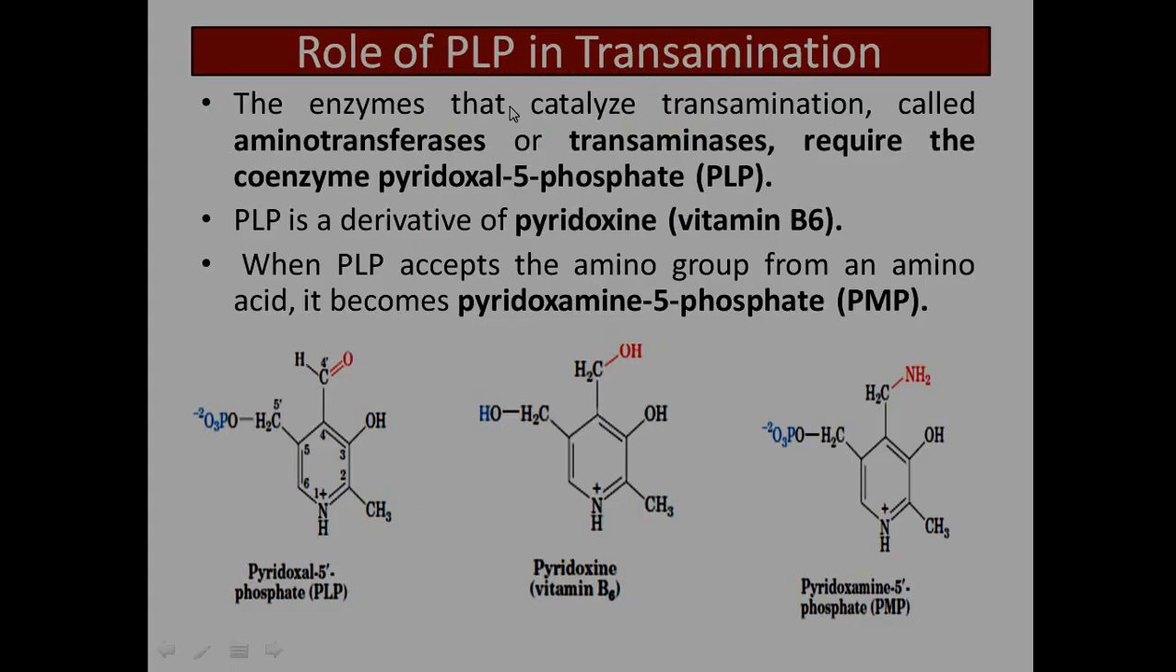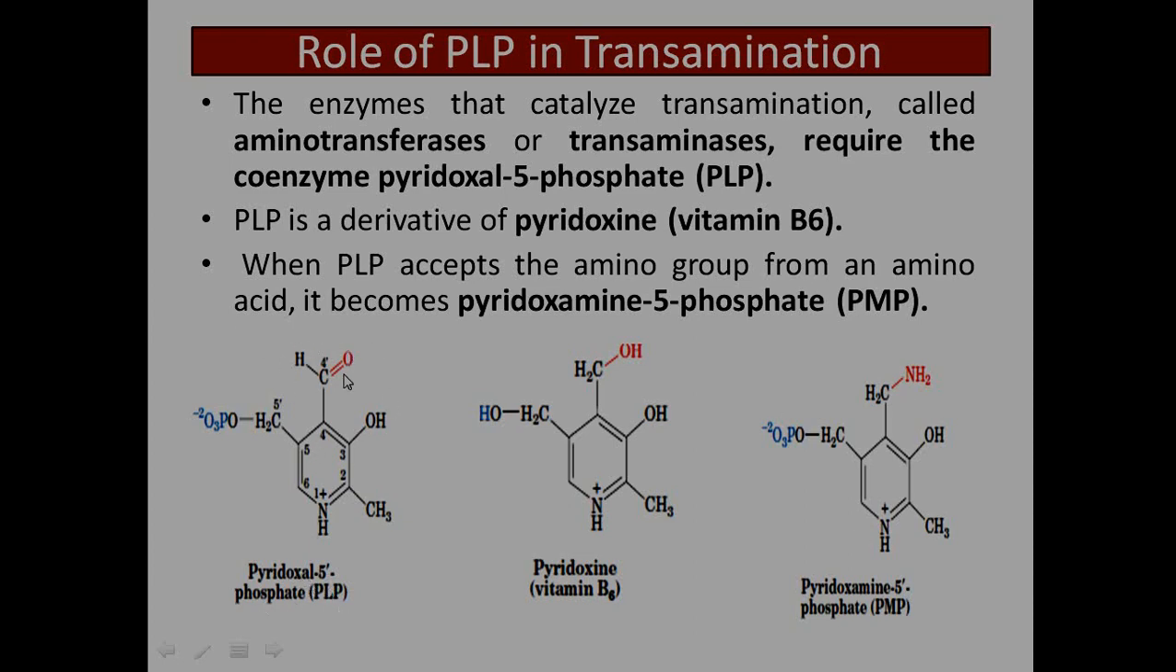We'll see the role of PLP in transamination. PLP acts as a coenzyme. It is derived from the vitamin B6, that is pyridoxine. It exists in two forms. One is pyridoxal phosphate, PLP. Aldehyde group is there, so it is called pyridoxal phosphate.